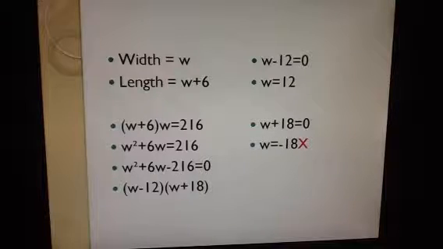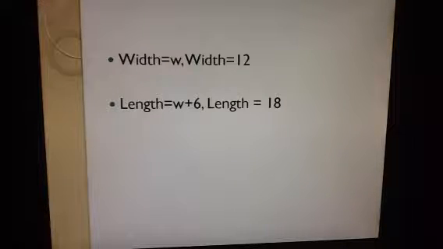There is a red X by w equals negative 18 because in this specific problem it's asking for the length and the width, and you are not able to have a negative length and width. This makes the width, which equals w, 12, and the length, which equals w plus 6, 18.